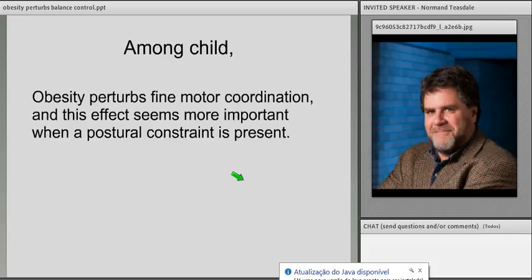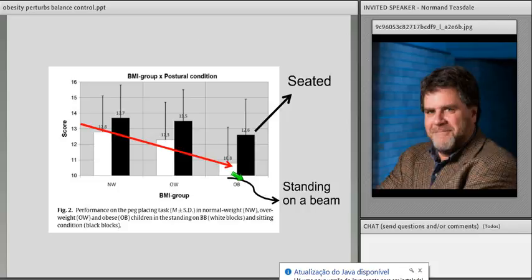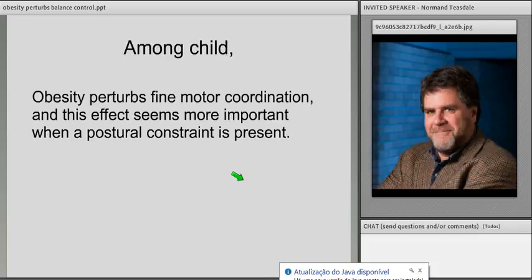And what you see, particularly when standing on the beam, is a decreased performance from the normal weight to the overweight, to the obese individuals. So these very simple results suggest again that obesity perturbs the fine motor coordination in children, and this effect is more important when a postural constraint is present.